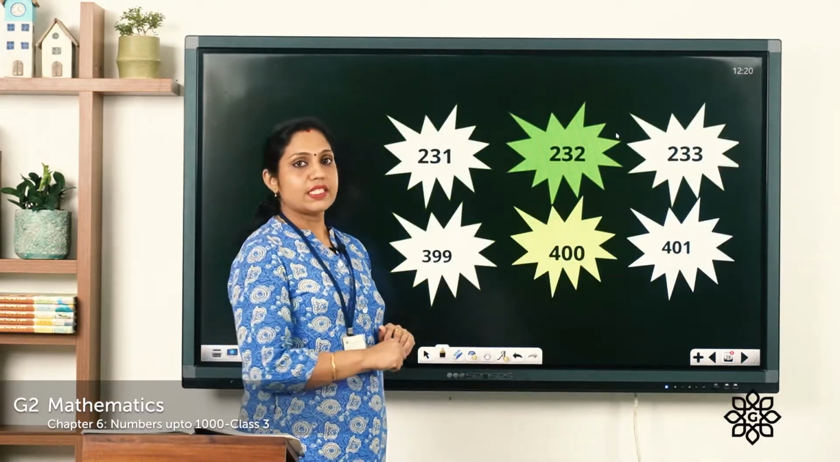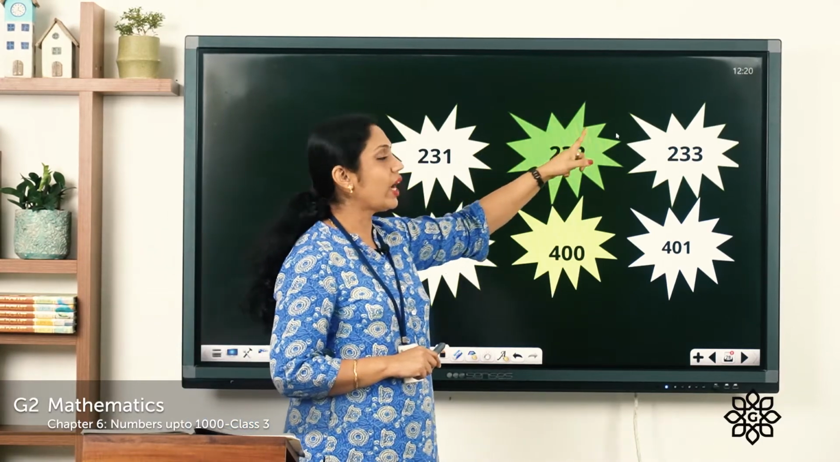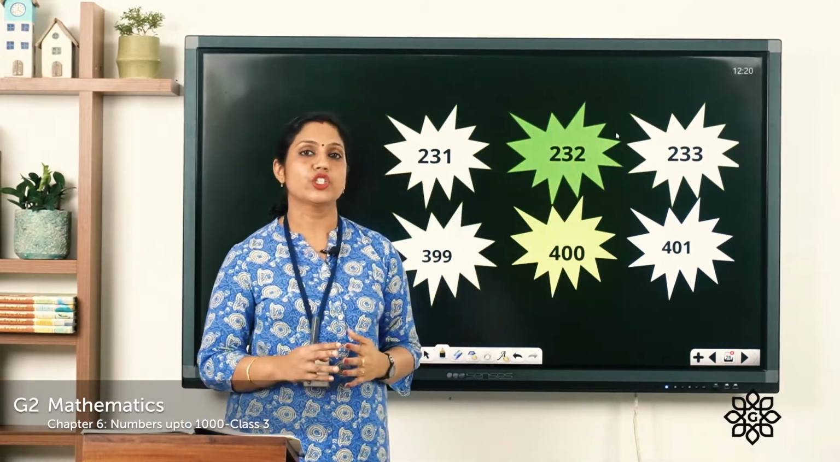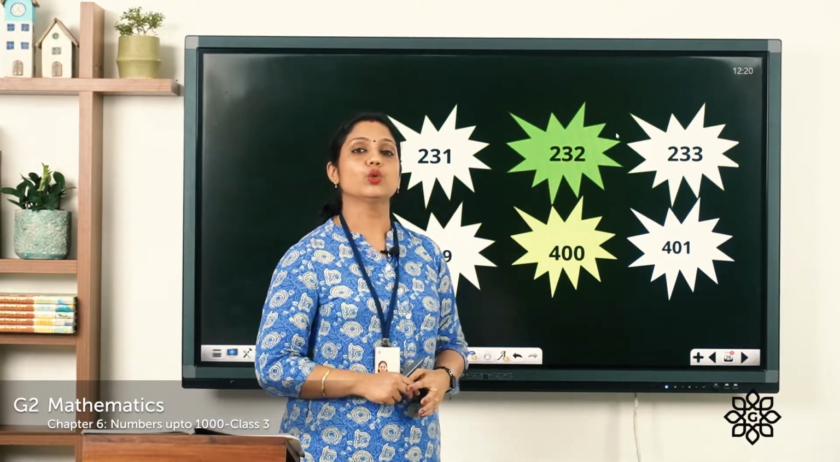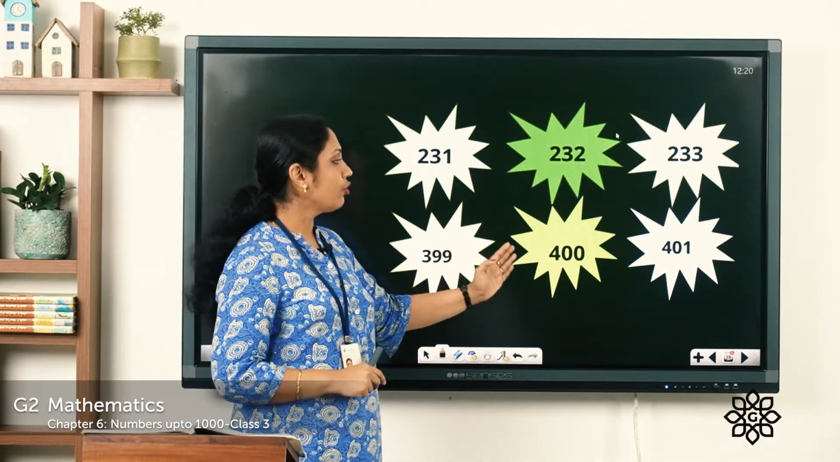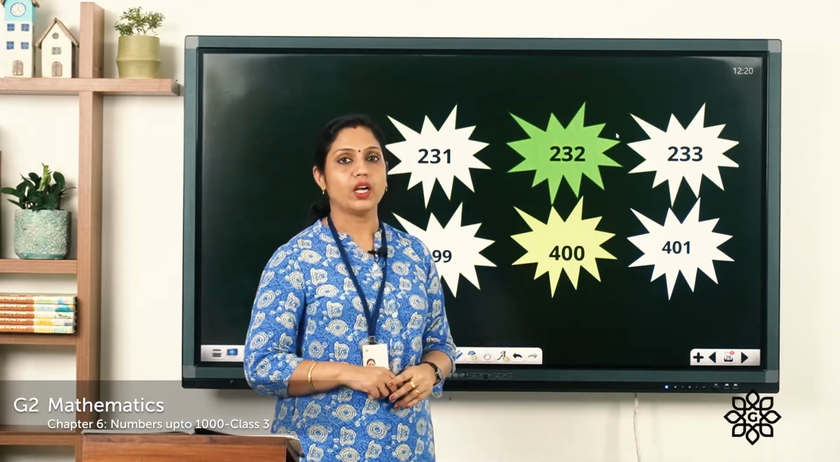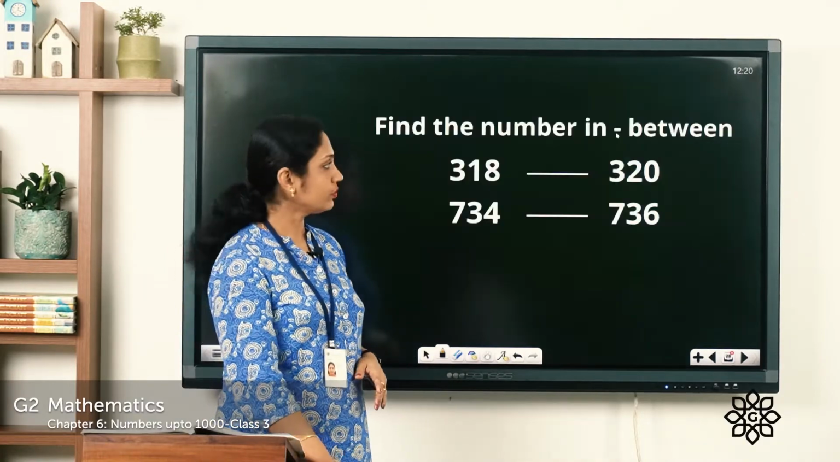We have some more numbers. Let's check that. We have 231, 232 and 233. So which number comes in between? Here the number 232 comes in between. In the numbers 399, 400 and 401, the number 400 comes in between.